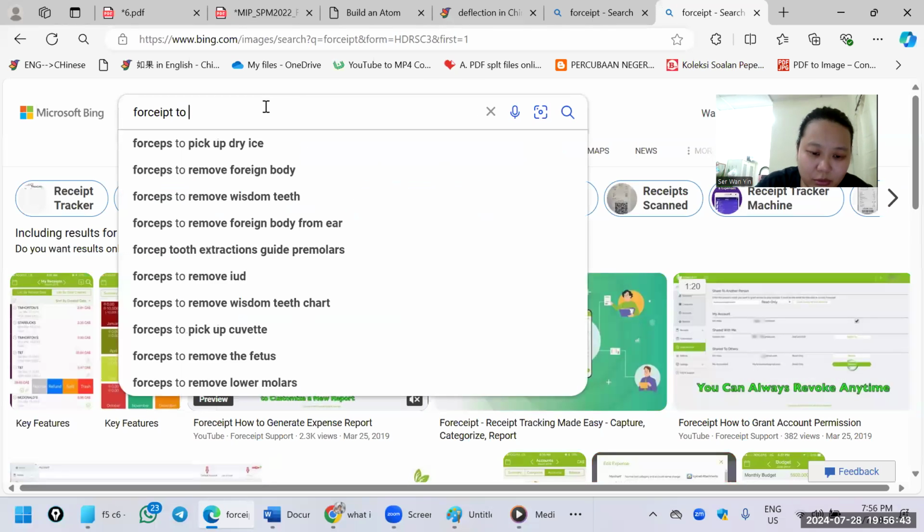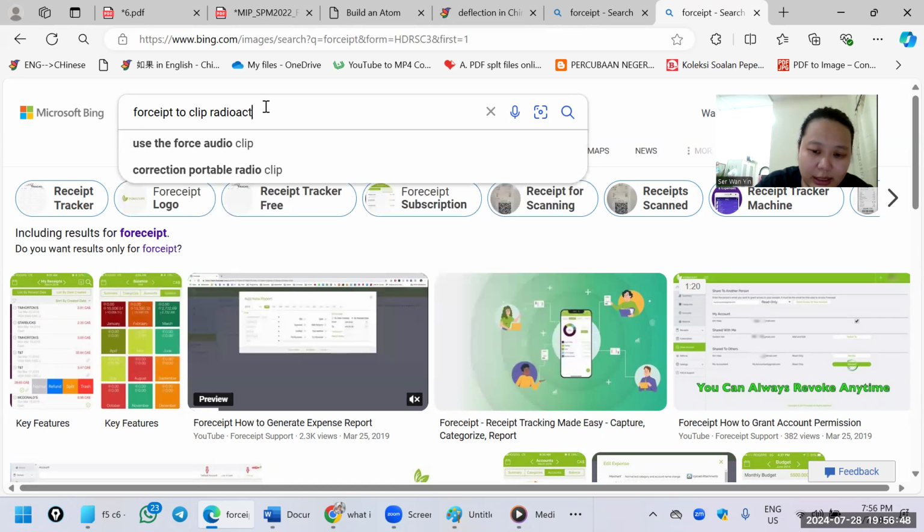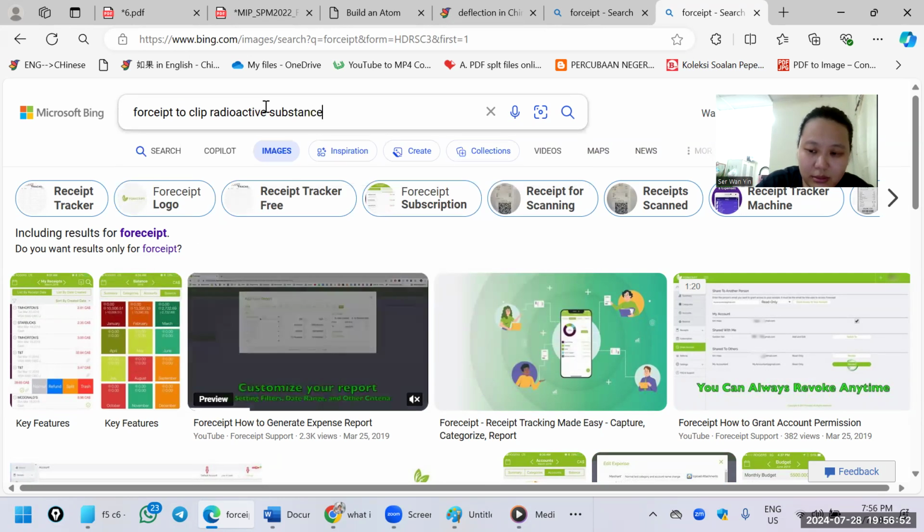Forceps to create radioactive substance.